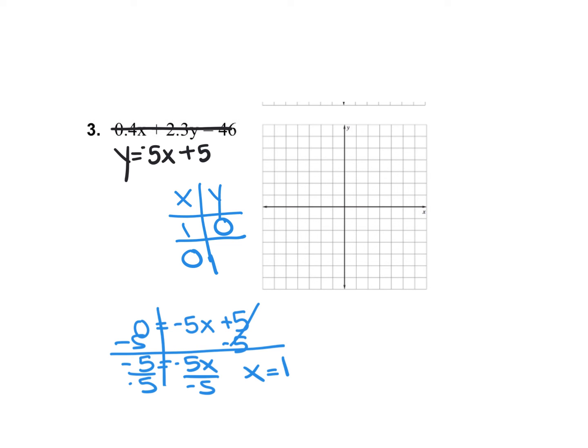All right, so let's plug it in again. So we're going to have y is equal to, now we're plugging in 0 for x. Negative 5 times 0 plus 5. Well, this goes away, and we have y is equal to 5. So I'm going to have 1, 0, and then 0, 5: 0, 1, 2, 3, 4, 5. So there's my coordinate right there. And draw your line through it.